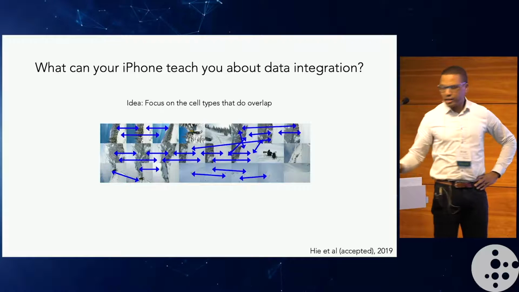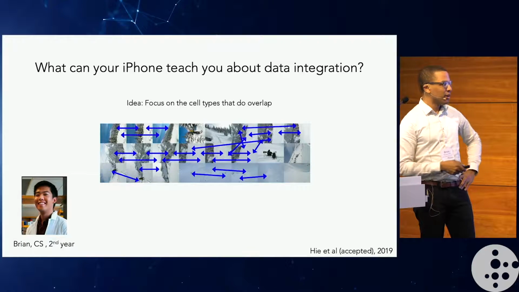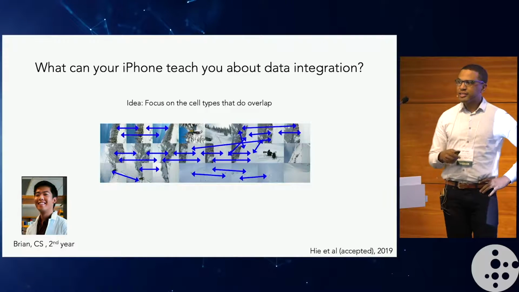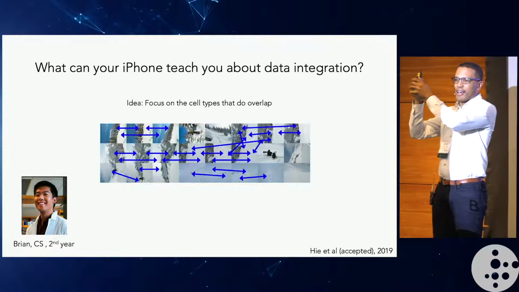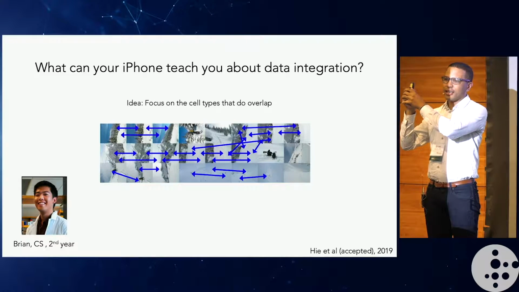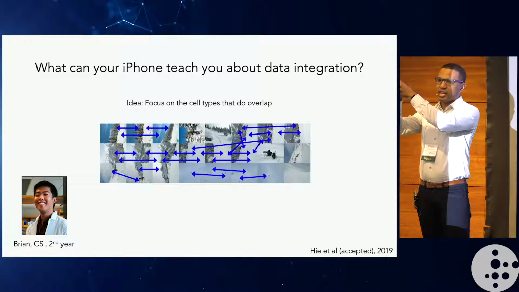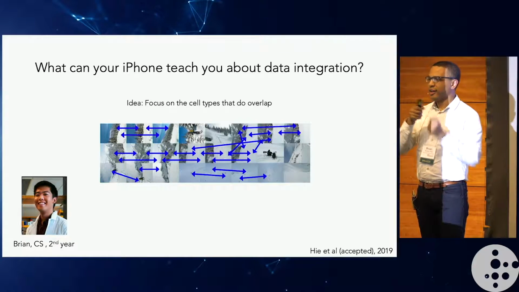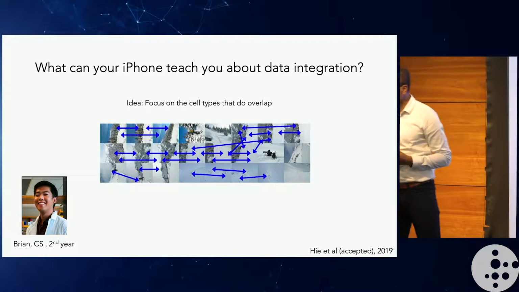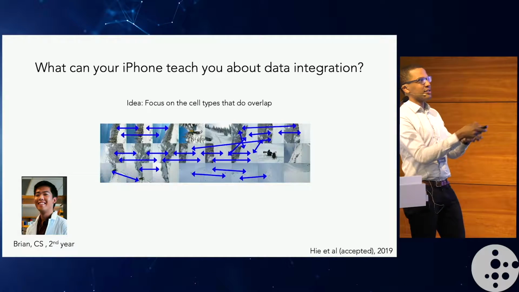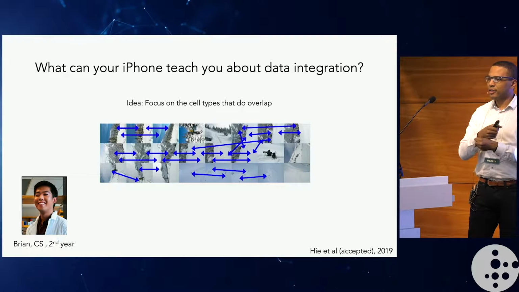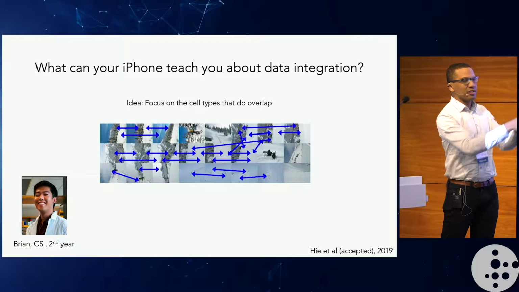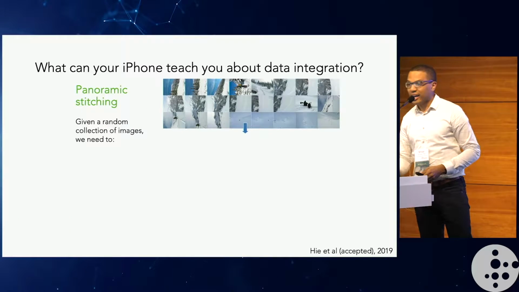This is the work of an incredibly creative computer science student in my lab, Bryan, who said integrating single-cell RNA sequencing data sounds a lot like how, when you take a panoramic image with your iPhone, the iPhone integrates those different pieces of data. And so what you want to be able to do is focus on the cell types that overlap and integrate those, and then keep the ones that don't map to any other images separate. And so that's what we did.